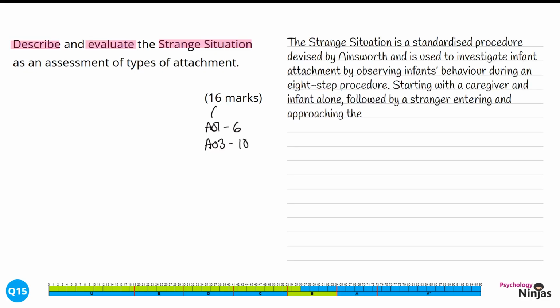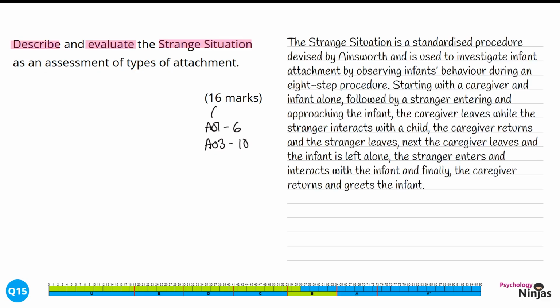The strange situation is a standardised procedure devised by Ainsworth and is used to investigate infant attachment by observing infants' behaviours during an 8-step procedure. Starting with a caregiver and infant alone, followed by a stranger entering and approaching the infant, the caregiver leaves while the stranger interacts with the child. The caregiver returns and the stranger leaves.